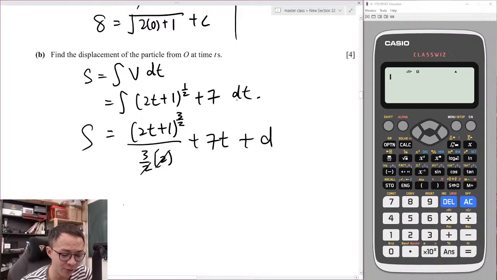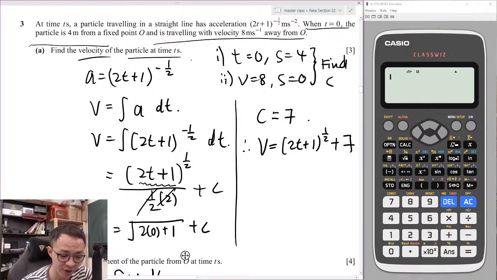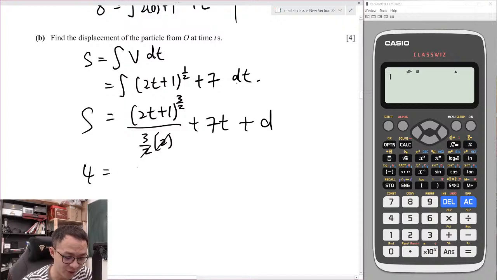So I need to have a group of information to find d, which is I will use the one with the s. S equals to 4, t equals to 0. So s equals to 4, t equals to 0. This is 1 power of 3 over 2 over 3 plus 7 times 0 plus d. Alright, this is just 1 over 3. So your d should be equals to 11 over 3.